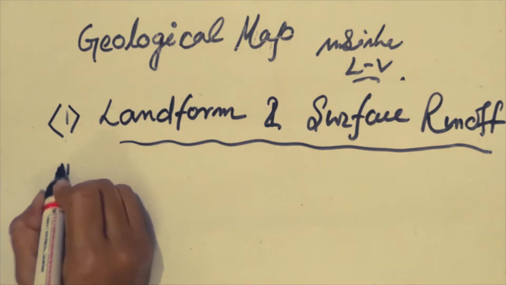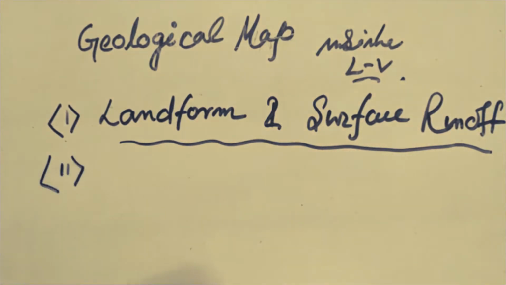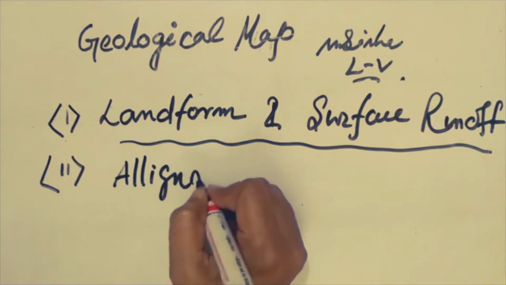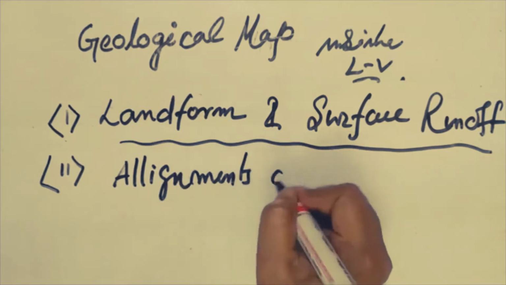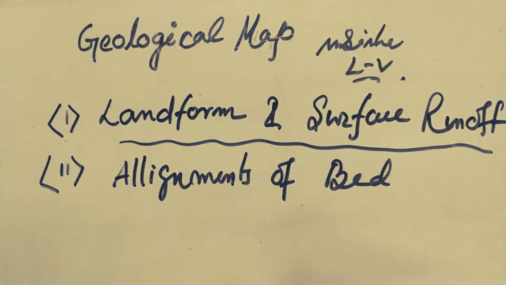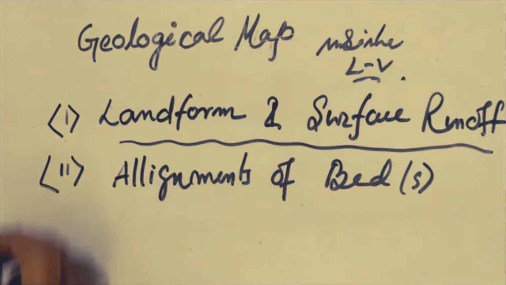And second thing is that from the geological map, we can get the information about the alignment of beds. Alignments of rock beds, with the particular dip inclination, all these things.